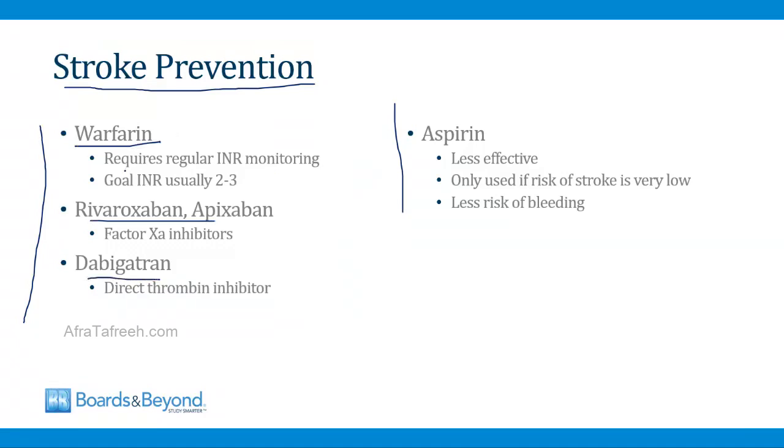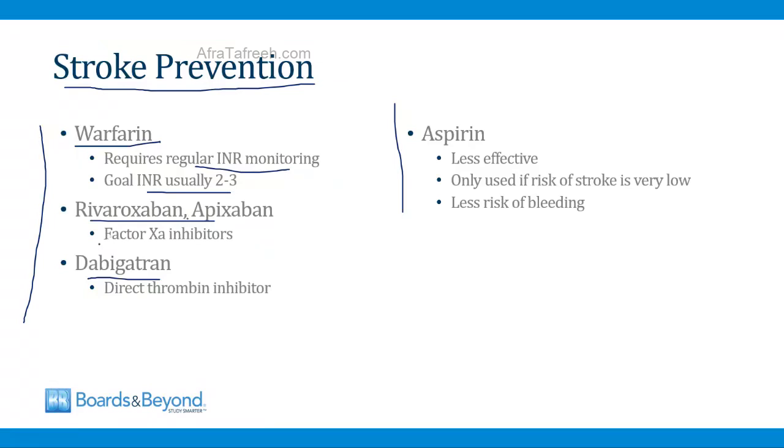Warfarin is a vitamin K antagonist. It blocks the formation of clotting factors in the liver. The problem with warfarin is it requires regular blood testing to measure the INR, and that's a nuisance for patients. Usually when you treat a patient with AFib for stroke prevention with warfarin, you titrate the dose to achieve an INR of 2 to 3, and you have to check it frequently because the INR can go up and down depending on the patient's diet.